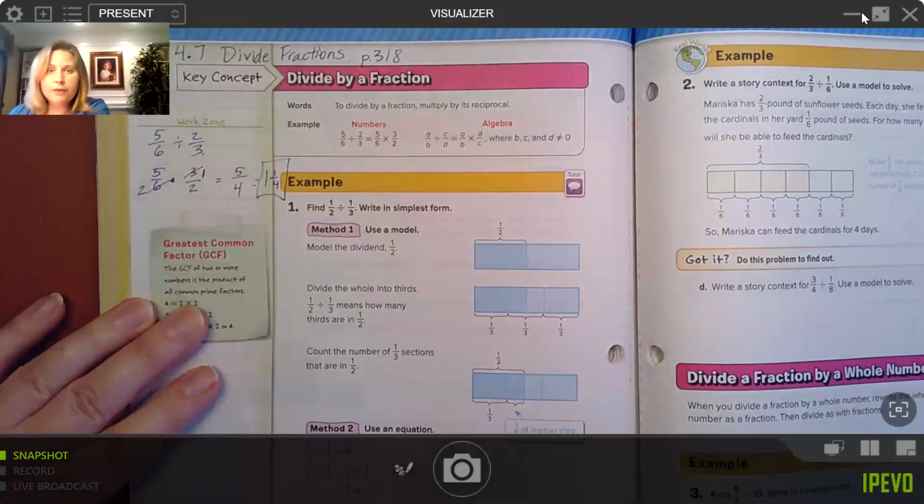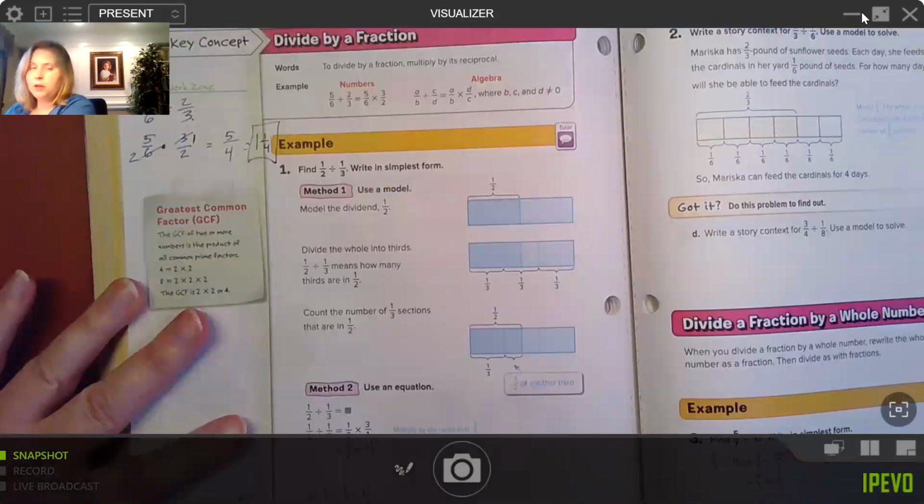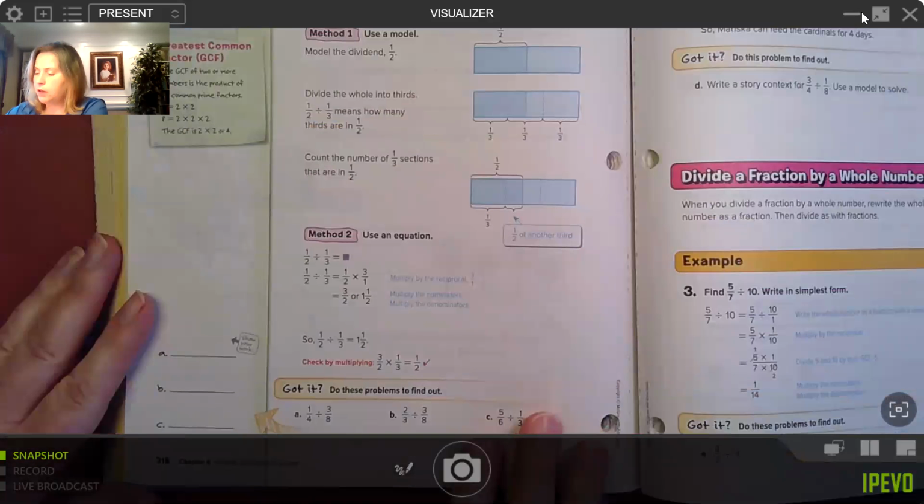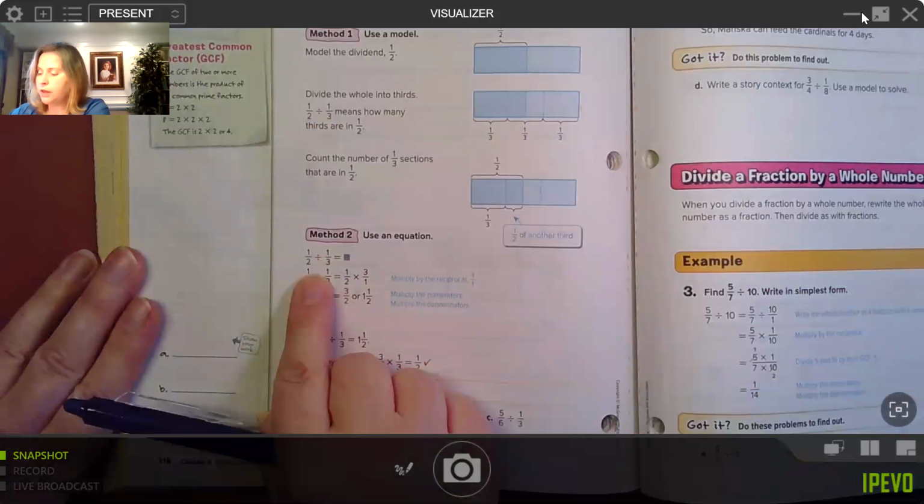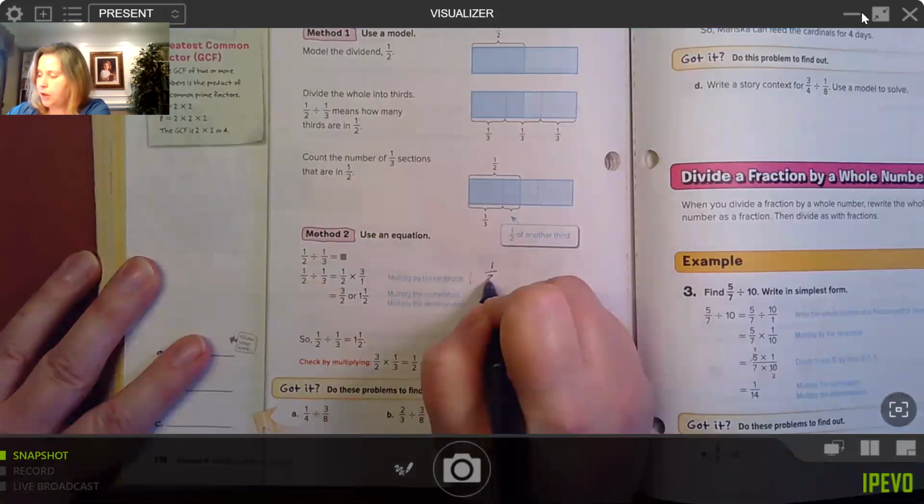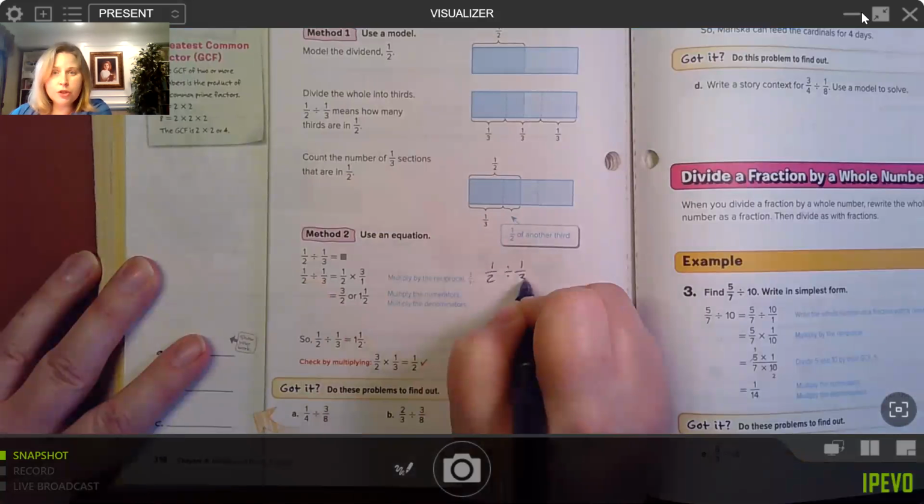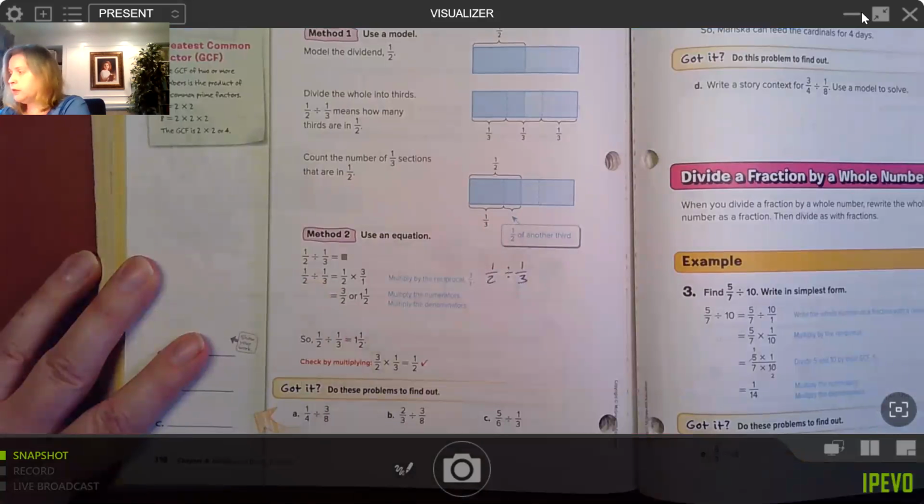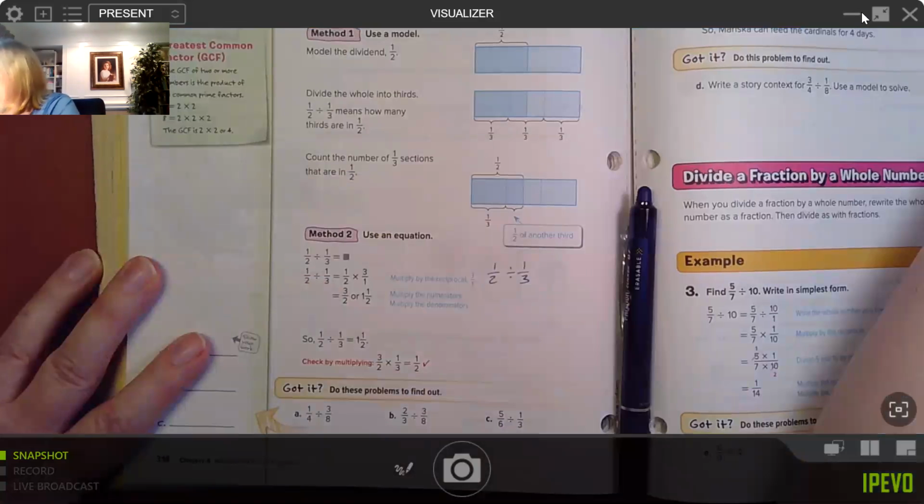Okay, number 1, find 1/2 divided by 1/3 and write that in simplest form. So we are going to use our multiply by the reciprocal method right here, 1/2 divided by 1/3. So we start off with 1/2 divided by 1/3. That's our original given problem. So 1/2 divided by 1/3.